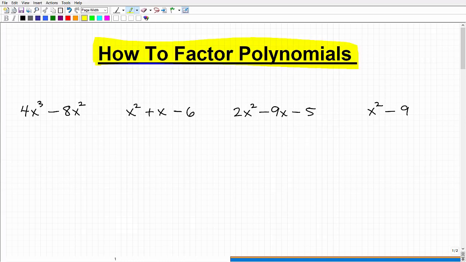But with that being said, let's get into these four different types of problems that will cover the majority of polynomial situations that you may face in any one of these particular math classes that you might be taking.